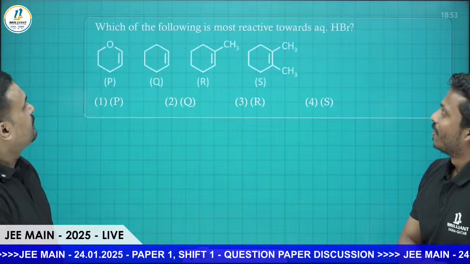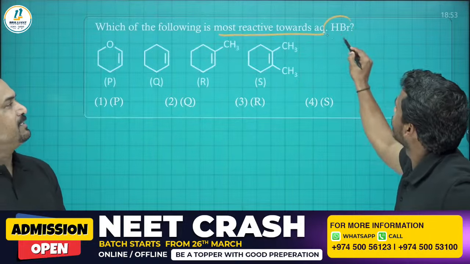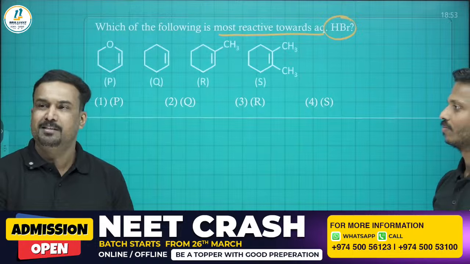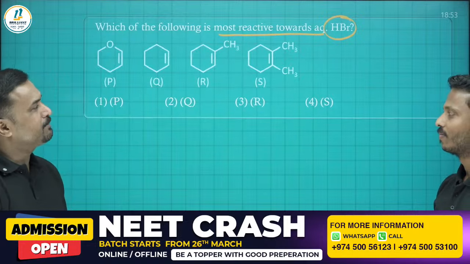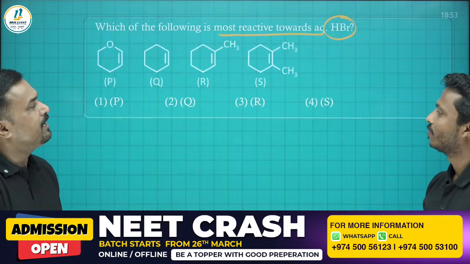Which of the following is most reactive towards HBr? Here we can give them some easy hints, instead of explaining the process and all. HBr addition is against an unsaturated compound. Everyone knows, against double bonds only HBr addition will take place.